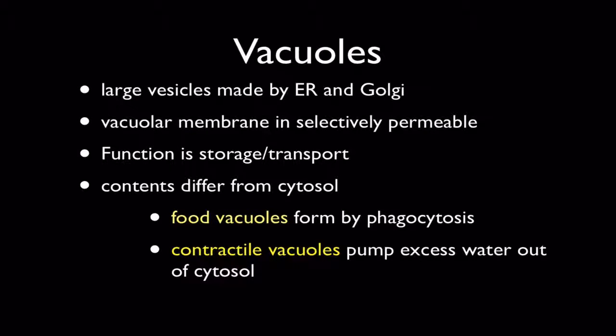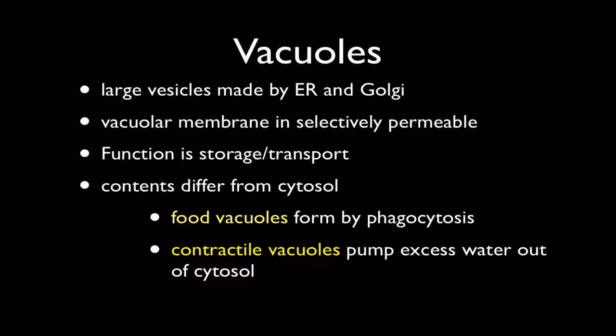Vacuoles are another part of the endomembrane system. They're large vesicles, again made by the ER and the Golgi, and they have a membrane around them that contains proteins that make them selectively permeable, so they can take in or get rid of things in a way that the cell has control of. Their function is primarily storage or transport of material. Depending on where the cell is located in the organism, in the plant or in the animal, vacuoles might have different functions and contain different substances.